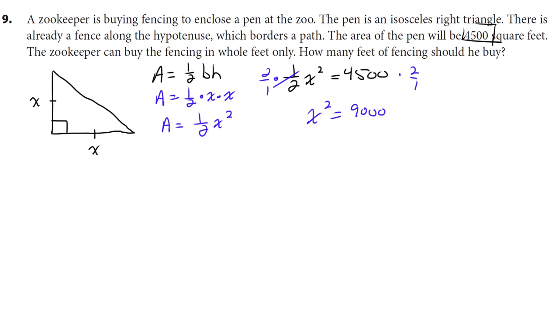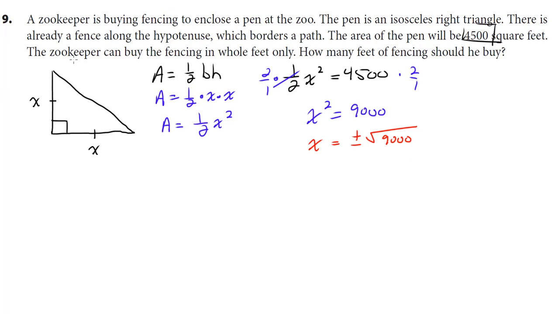Now I want to get the square root of this. So the square root of x squared is x. And so x equals positive or negative radical 9,000. And then I need the square root of 9,000. And look what it says. The zookeeper can buy fencing in whole feet only. So I want to round this one to the nearest whole number.